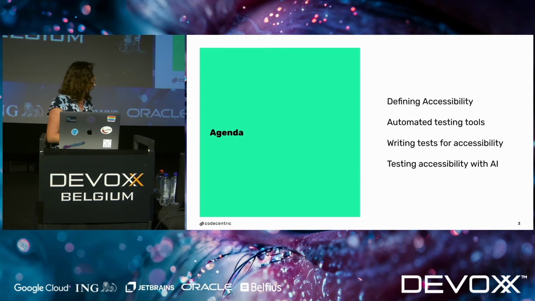This is the agenda for today. Before we're going to dive into testing, we're going to look at what accessibility actually is. And then I want to show you the testing tools that we have for accessibility. After that, I would like to give you some inspiration for writing your own tests for accessibility. And in the end, we will have a look at what AI can do for accessibility testing.